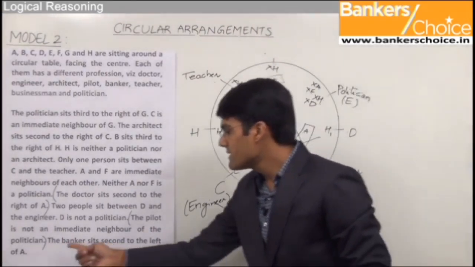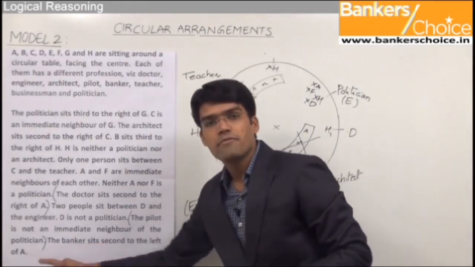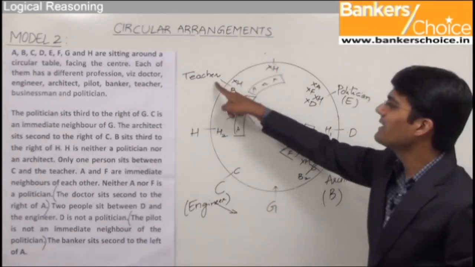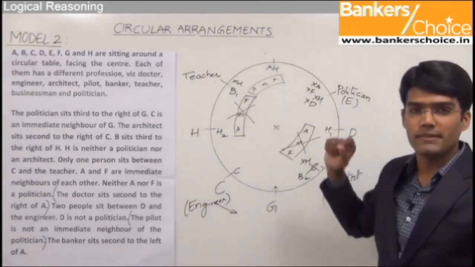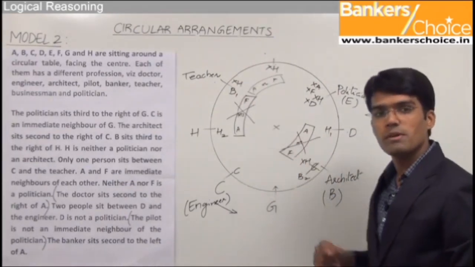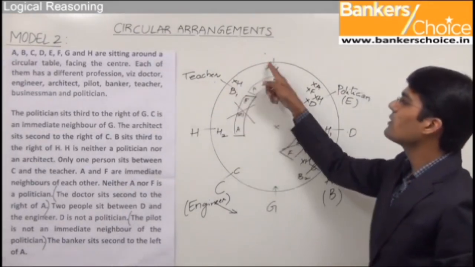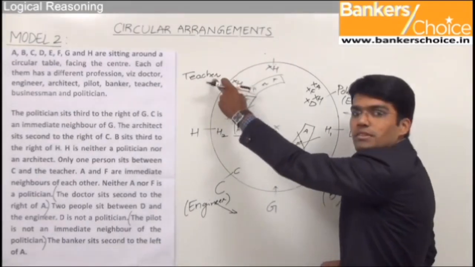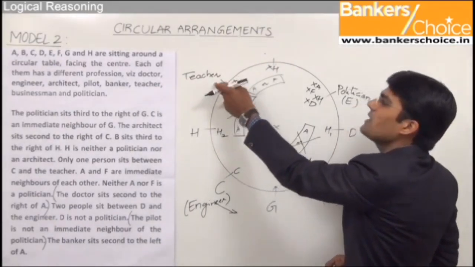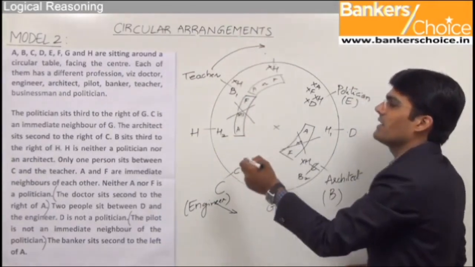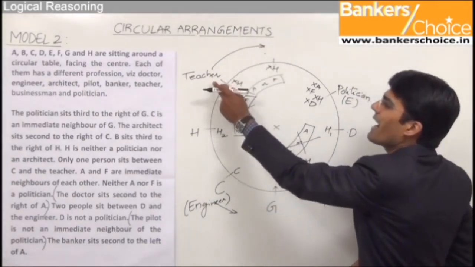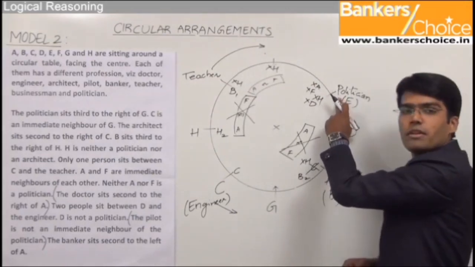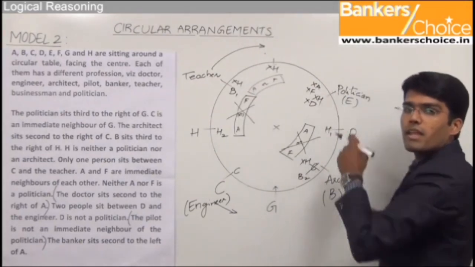The last statement is the banker sits second to the left of A. Now we know that there are two possible positions of A, that is either in this place or in this place. Let us now check both the possible positions of banker with respect to the two possible positions of A. Let us assume A takes this position. Now the left of A should be in the clockwise direction. So we can say that if A comes here, banker should be 1 and 2 places away. But since this place is already occupied by politician, the banker cannot come here.